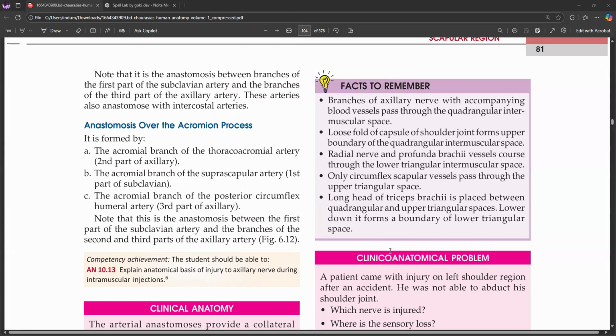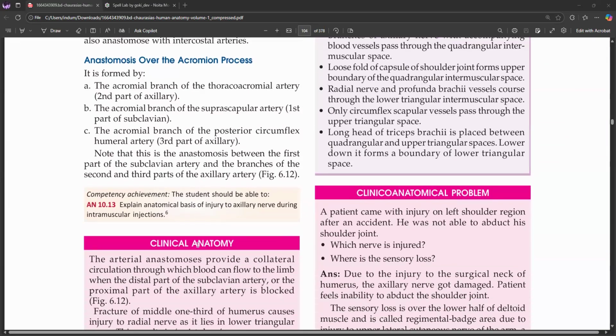Anastomosis over the acromion process. It is formed by the acromial branch of the thoracoacromial artery, second part of axillary, the acromial branch of the suprascapular artery, first part of the subclavian, and the acromial branch of the posterior circumflex humeral artery, third part of axillary. Note that this is the anastomosis between the first part of the subclavian artery and the branches of the second and third parts of the axillary artery.